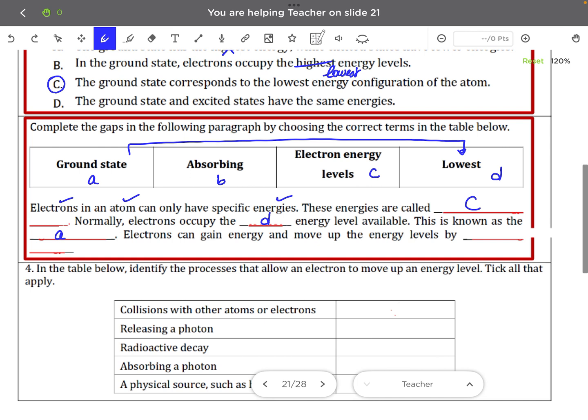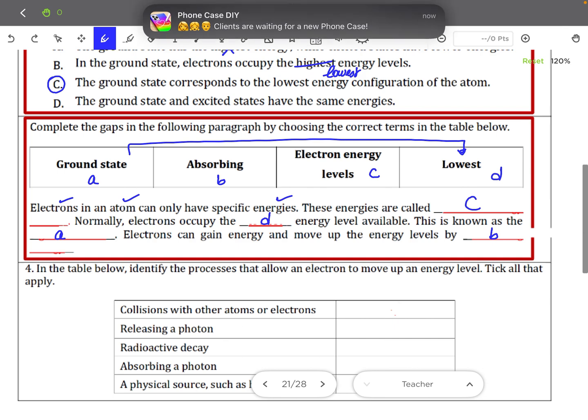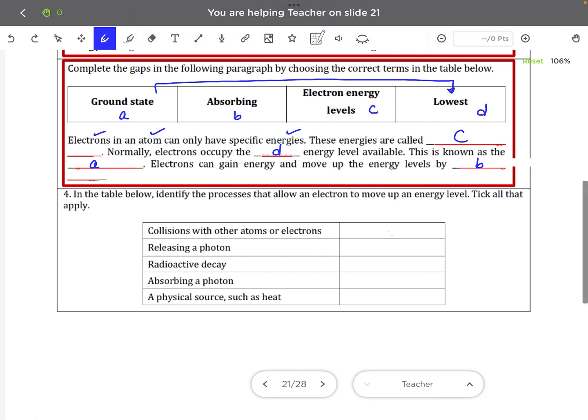Electrons can gain energy and move up. This means they are absorbing, not releasing. How can an electron move up an energy level? They need to absorb. They will absorb either by collision or by absorbing a photon, not by radioactive decay. Also, they can release a photon. So these are almost the same. Absorbing a photon, they are taking energy from a physical source such as heat.